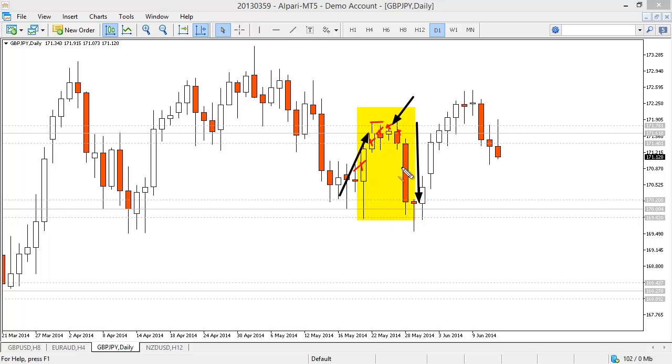This is a short trade because you have the bullish preceding trend, but we're going to be talking about that more in a second. Okay, so let's just take a quick look at this one here.